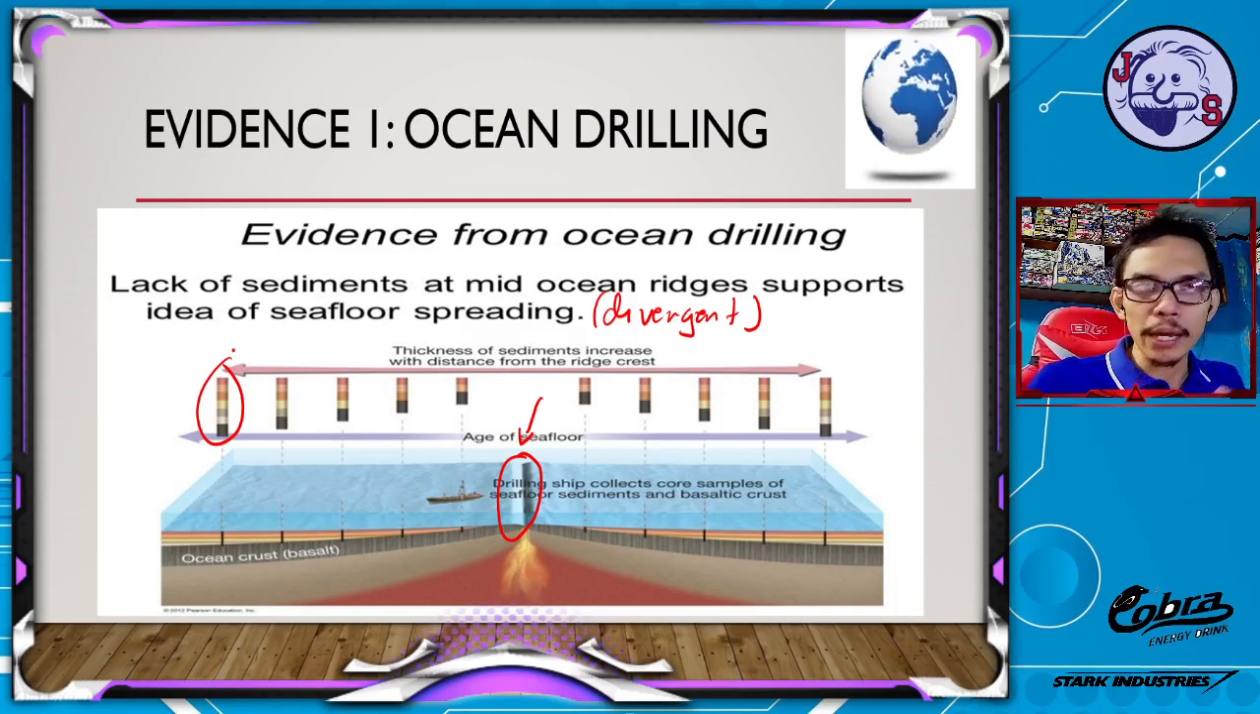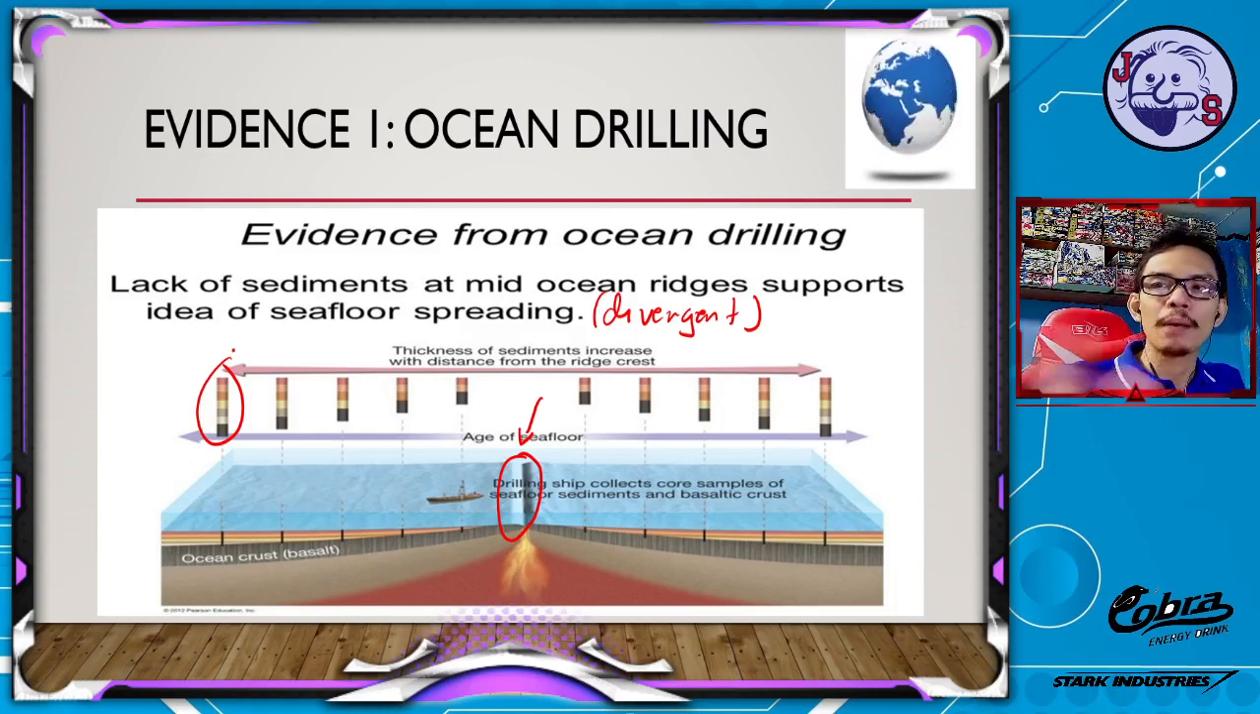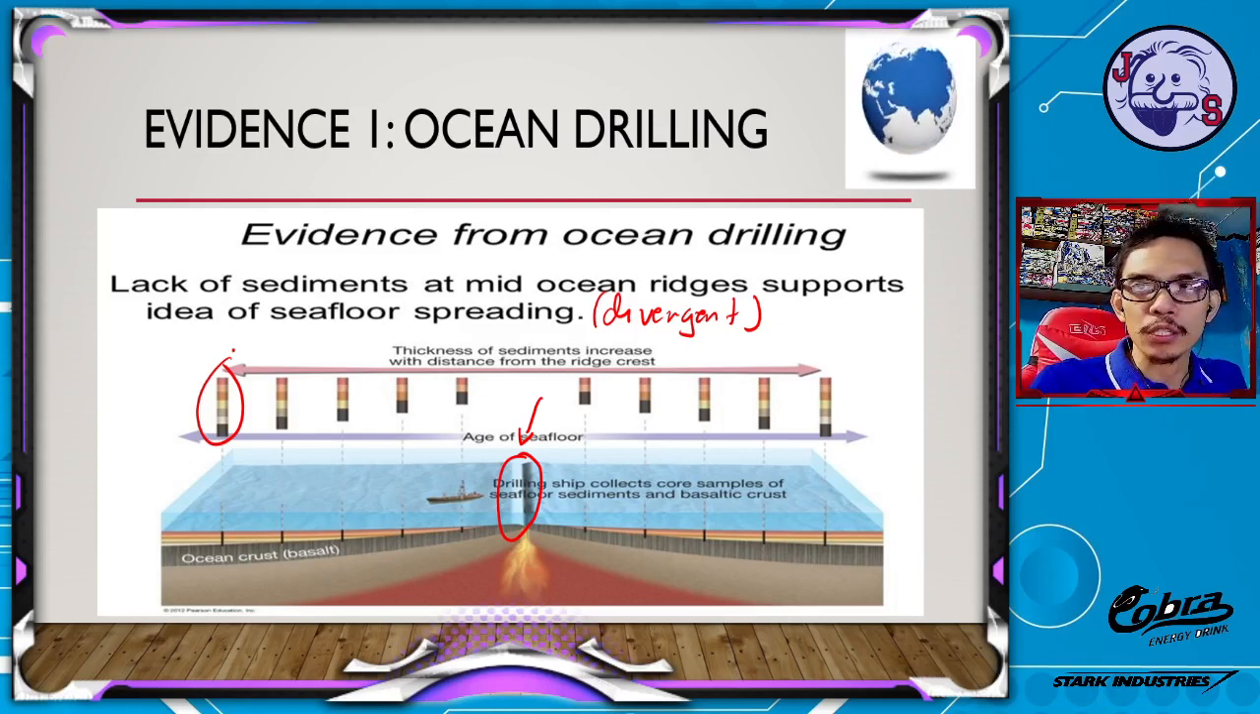Next, how about the age? The age is also the same thing. As you move away from the center, which is the mid-oceanic ridge, the age of the seafloor increases. So it validates that the seafloor is spreading.